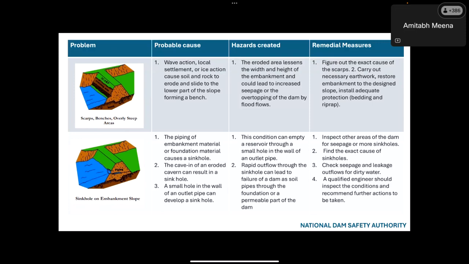These benches may be because some sliding has occurred, benches can be caused by that also, or they are generally given for practical easiness also. So they are given by design also, because whenever we construct the dams, the trucks move over these benches. I mean, the pathway has been created like this, and the material is placed in layers. So sometimes benches are created by design also.